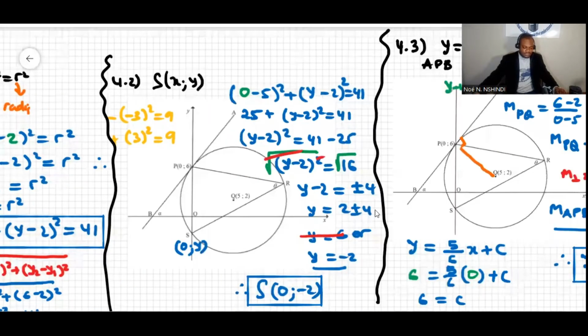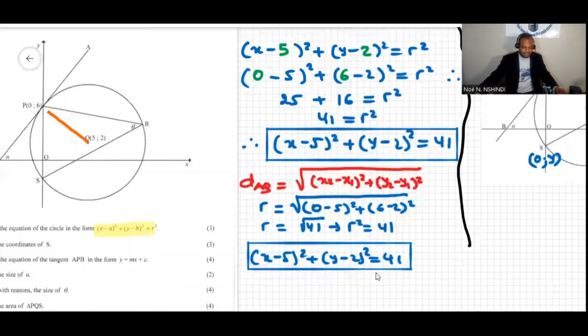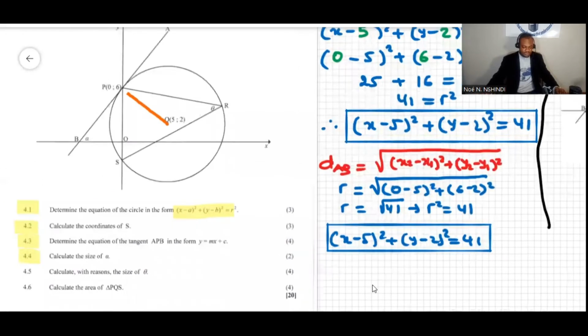Oh, it's not the last. Let's see. Is it the last? Oh, no, it wasn't the last question. Now we're doing 4.5. That says calculate with reasons the value, the size of the angle theta. Angle theta is this angle.